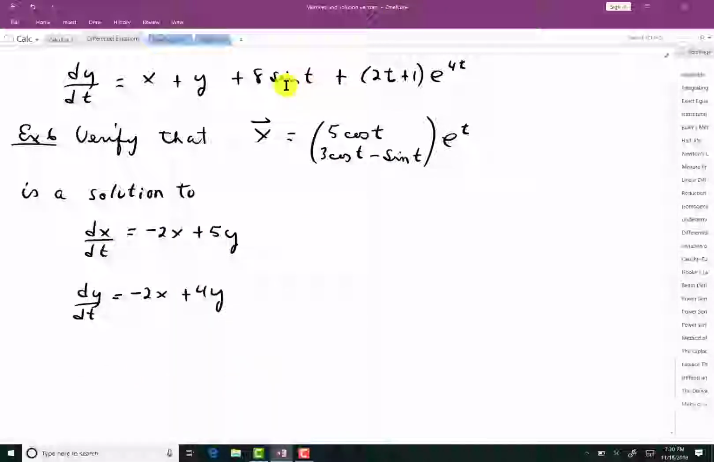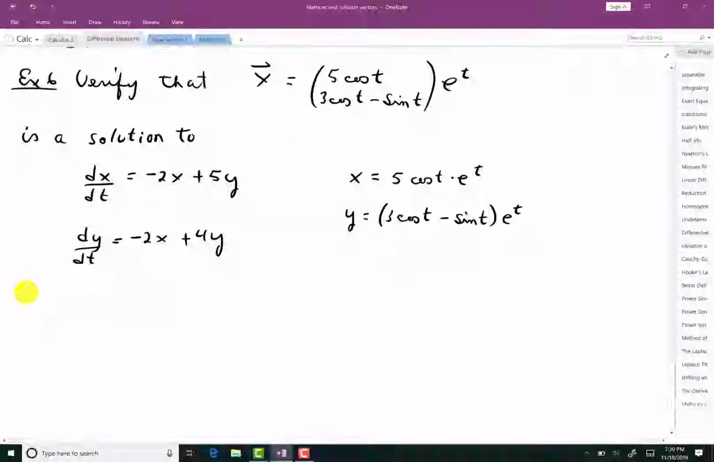So here's what we have. The x that I'm proposing from this vector, the function x, will be 5 cosine of t times e to the t. And then the y portion will equal 3 cosine of t minus sine of t times e to the t. So I have 3 cosine of t minus sine of t times e to the t.